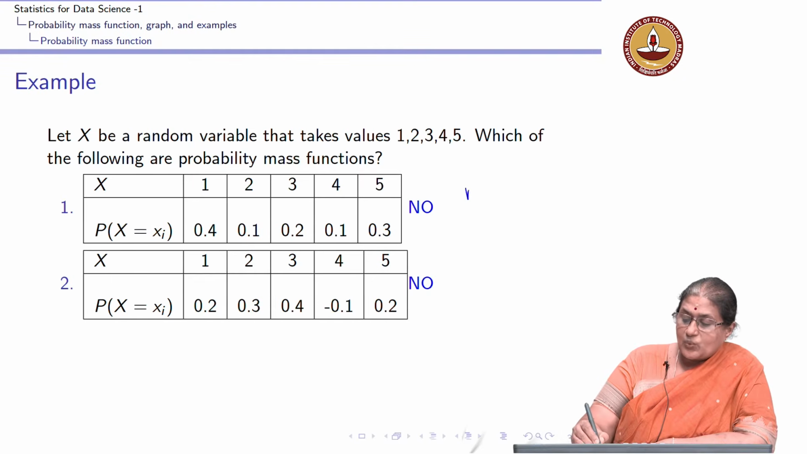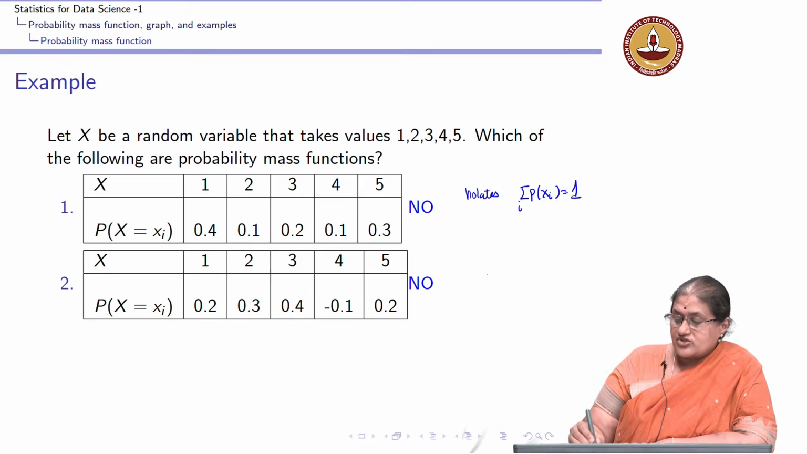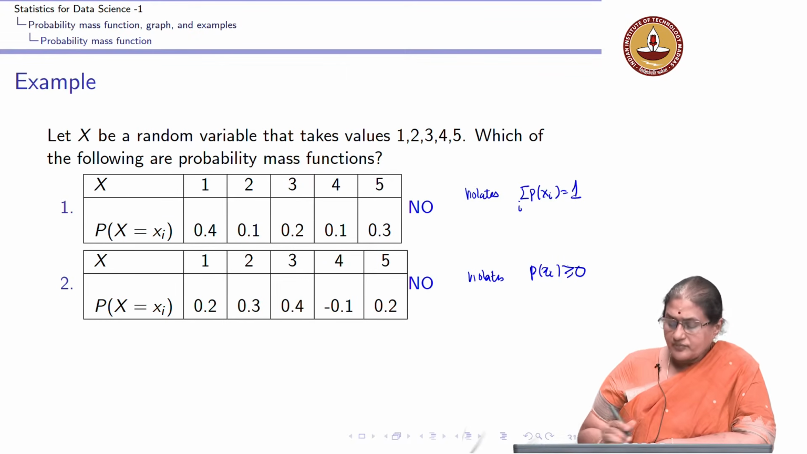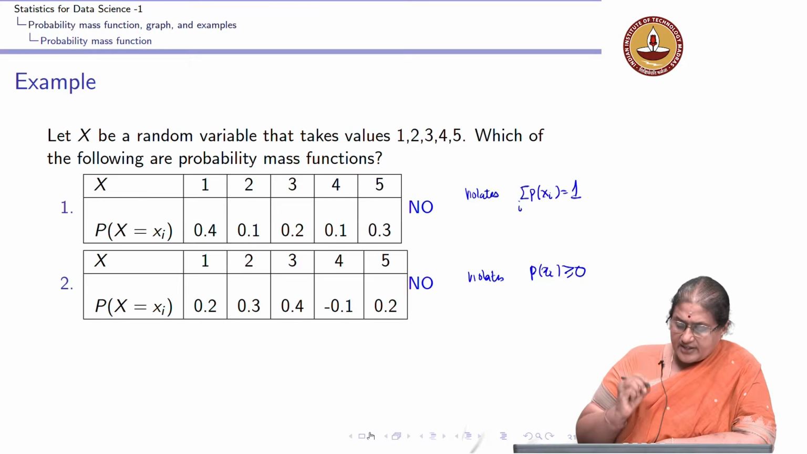So, here it violates the property that summation of p of xi equals 1 over all values of i. Here it violates the property that p of xi is greater than or equal to 0. Now, let us look at a third example.